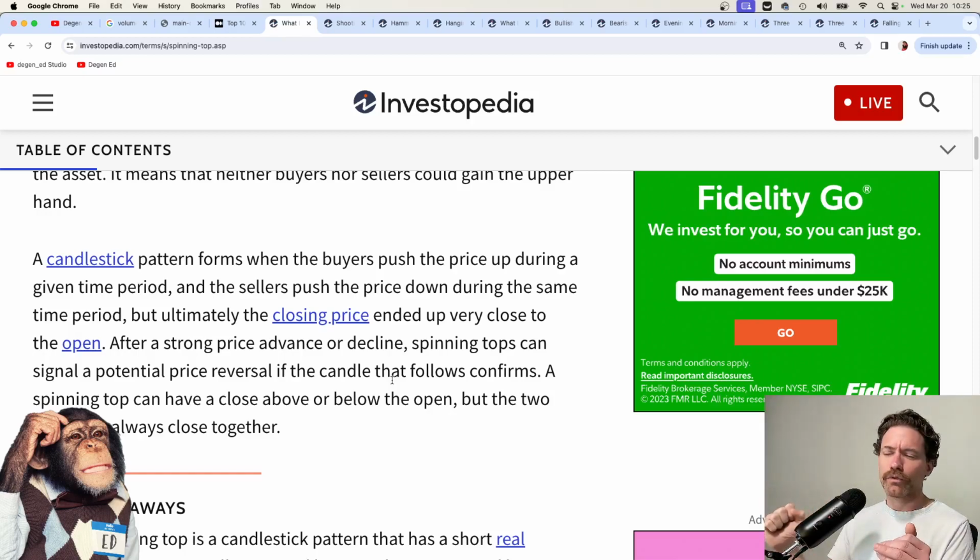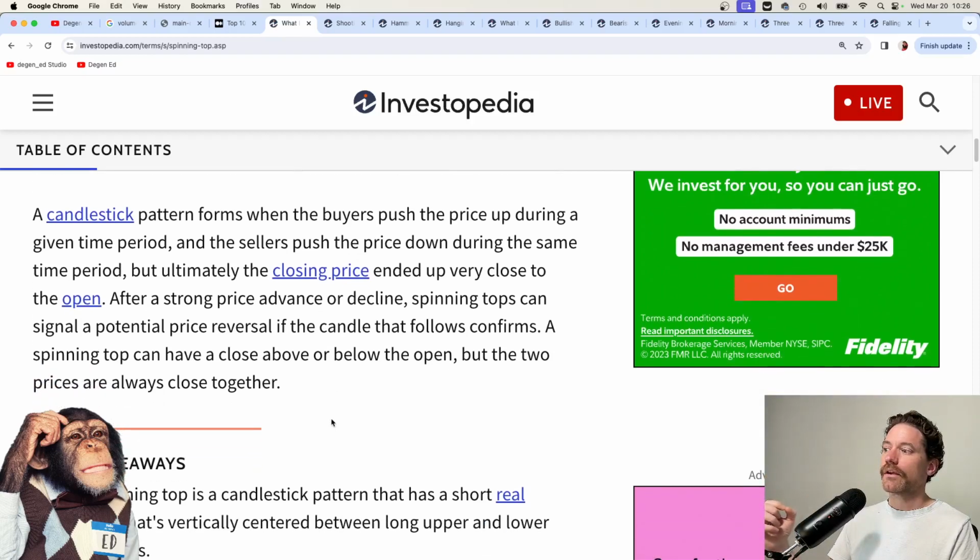I'm not going to go over it in this one, but I do think that confirmation is really a key thing. And that is effectively when you get a close either lower or higher than the previous day's low or high, which would suggest confirmation of a continuation in that direction. And so after a strong price advance or decline, spinning tops can signal a potential reversal if the candle that follows confirms. And a spinning top can have a close above or below the open, but the two prices are always close together.